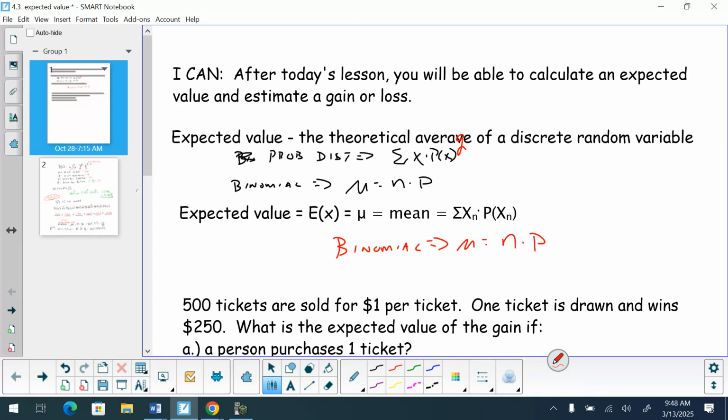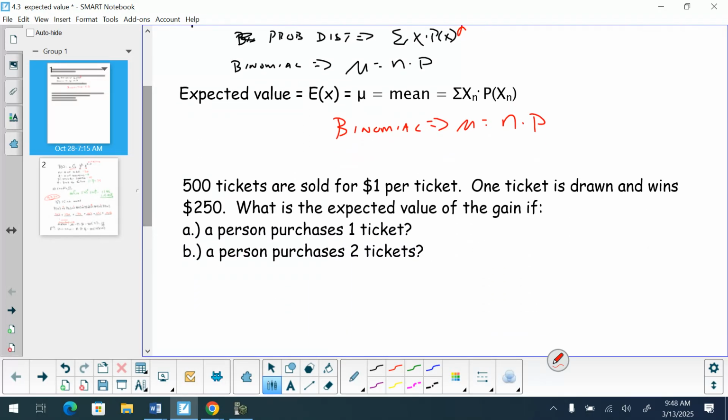We have one problem to go through here, and then I'll give you homework to start working on. Just one extra thing to think about here. 500 tickets are sold. Each one costs $1. One ticket is drawn and wins $250. What is the expected value of gain? Well, when we're talking about an expected value, we're talking about mean.